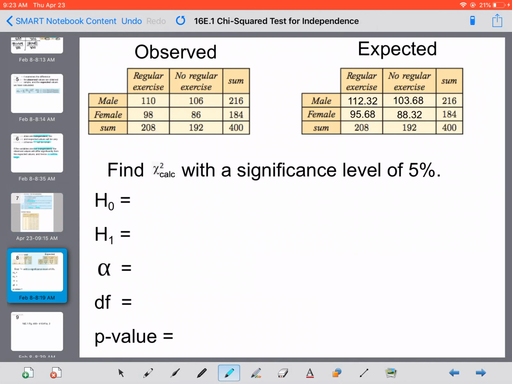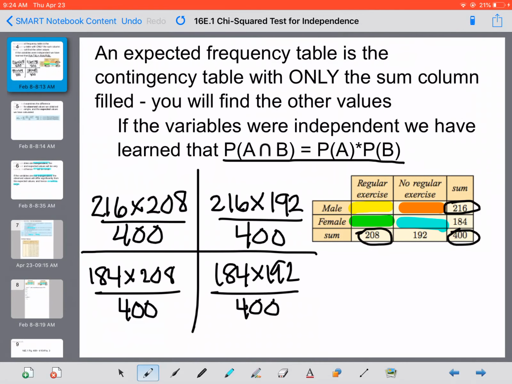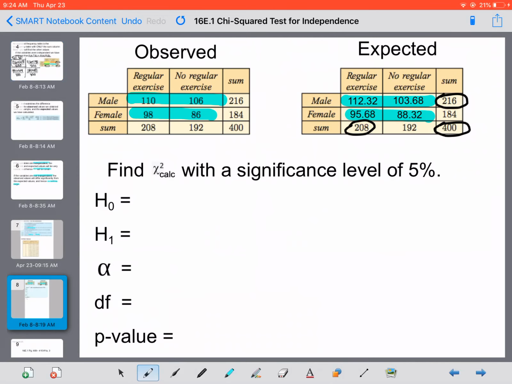So here's our observed, which is the original piece, and remember the only ones that matter are the sum part only helps you find the expected, and I have already gone through and typed in our expected values, but if you remember, like that 112.32, that was found by taking the 216 times 208 divided by 400. So on that previous slide, this part right here, this is 112.32. That's what this value is equivalent to. So I've calculated all of those, and that's what those values are.